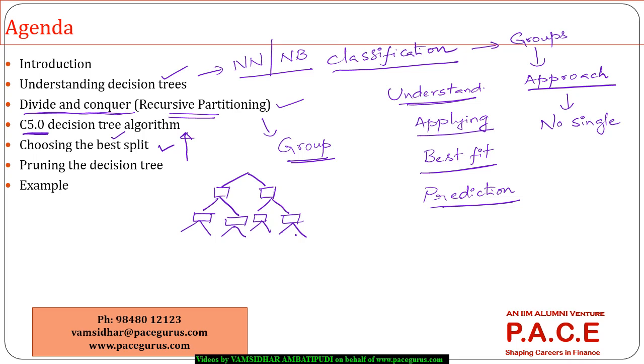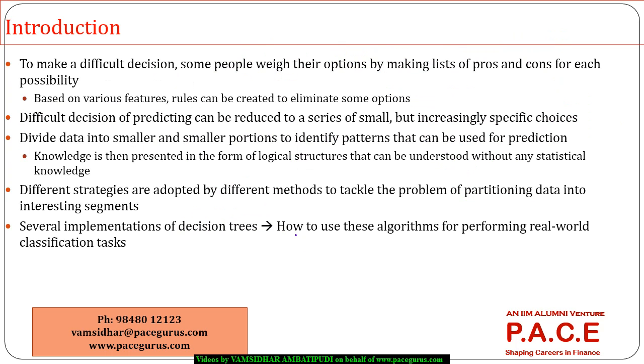And all these things we are taking up with the help of an example. We will try to take a data set. We'll try to build a C5.0 decision tree algorithm. We'll try to build a model based on that algorithm, use that model for the prediction purposes, and try to evaluate the goodness of the model. Alright. Now, just trying to understand about the decision trees.